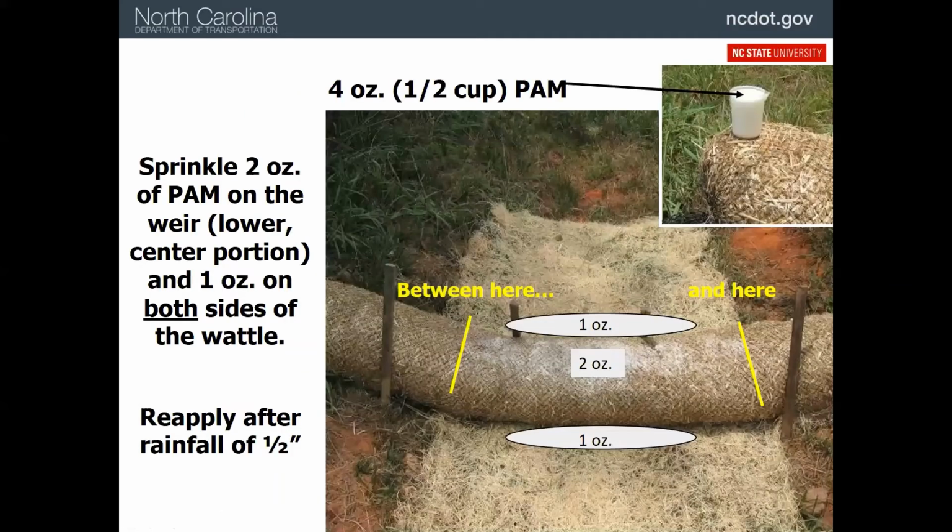And here's a picture of what we just talked about. So there's our half a cup of PAM, about 4 ounces. And I guess that's actually, yeah, so then we've got 2 ounces on the surface. You see the powder there, and 1 ounce on the blanket, both sides. So we're going to apply this after we have significant rainfall. I think this should be a 1-inch rainfall here.